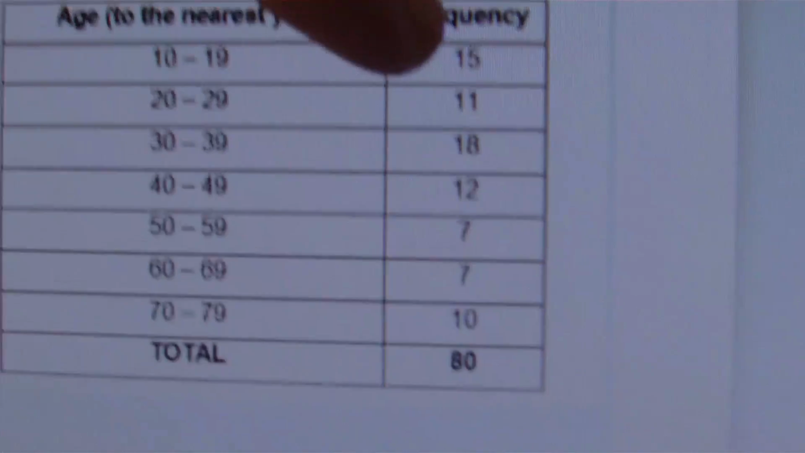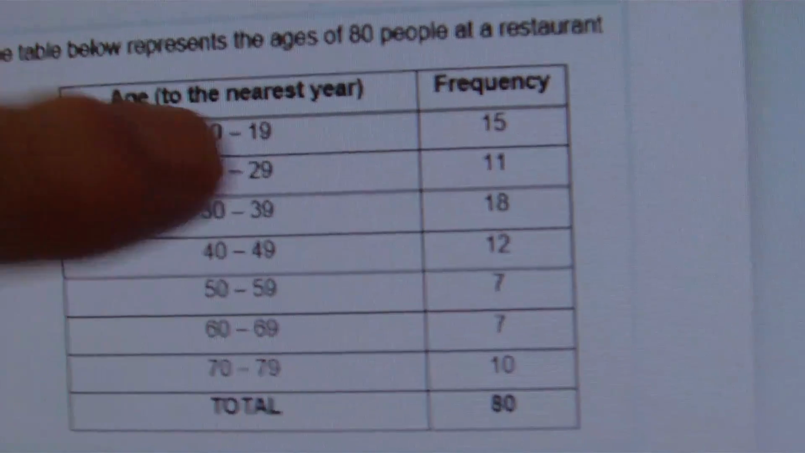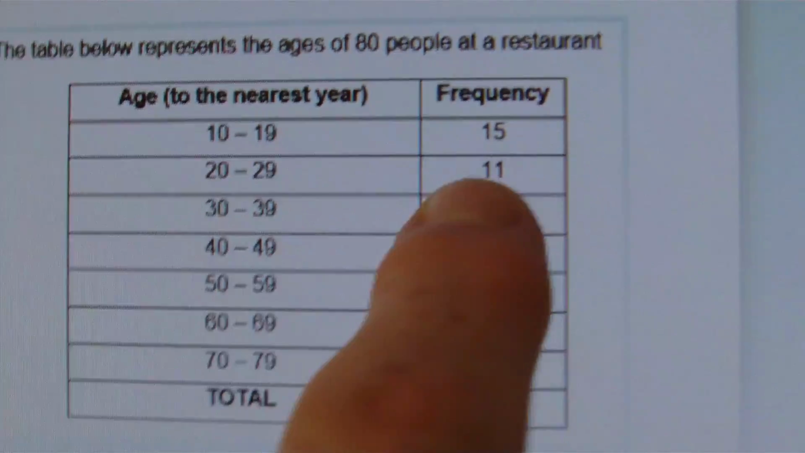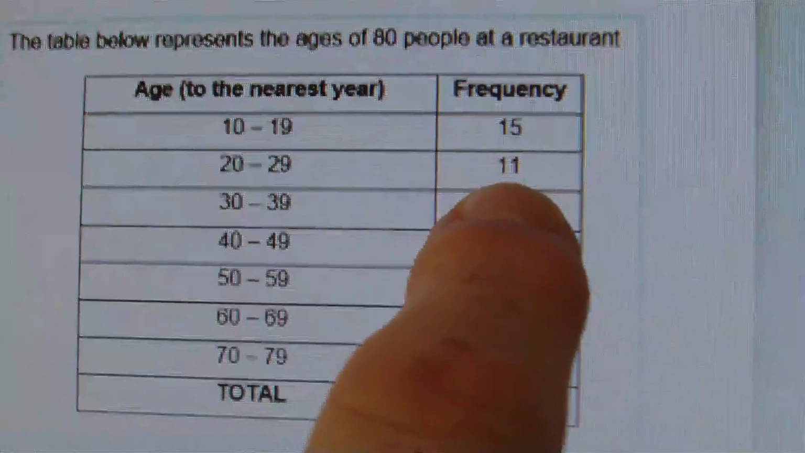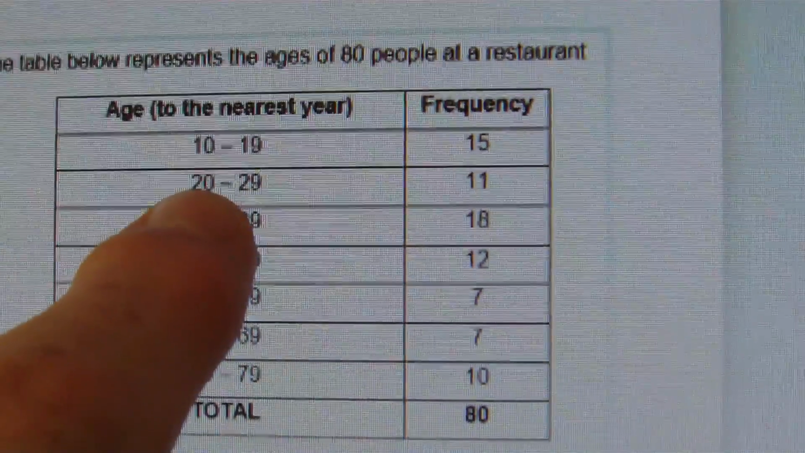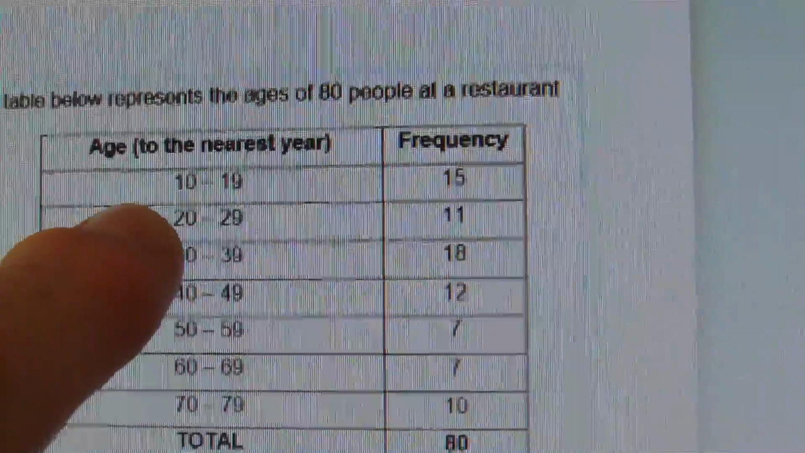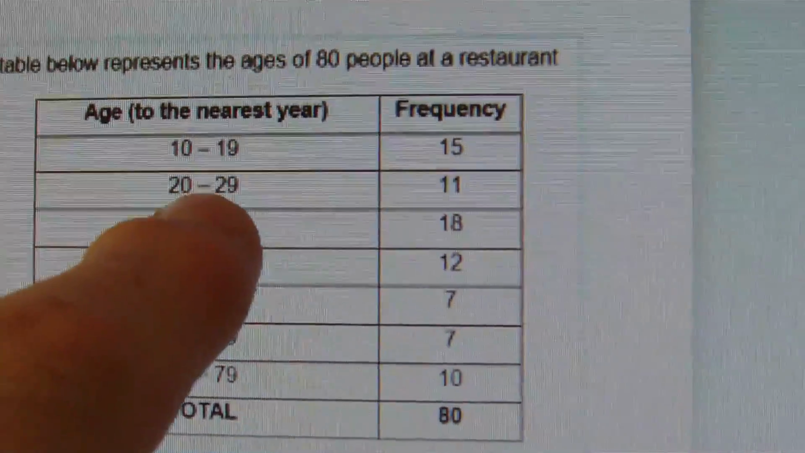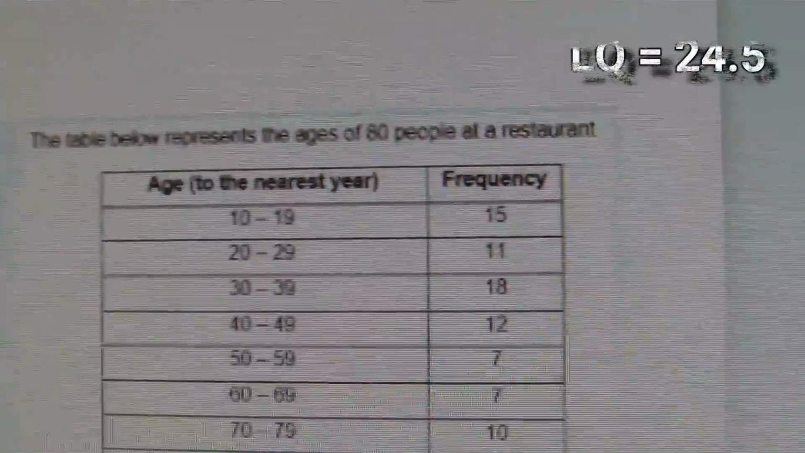There, the first 15 there are the 15 youngest people. Then the next bracket has the next 11 youngest people. That already takes us to 26 people. So you know your 20th and your 21st person have fallen inside that second interval. Alright, so that makes that interval our lower quartile interval. And then we just assume that the age of these people are all 24 and a half. You go in the middle there. Alright, so the lower quartile is 24 and a half.